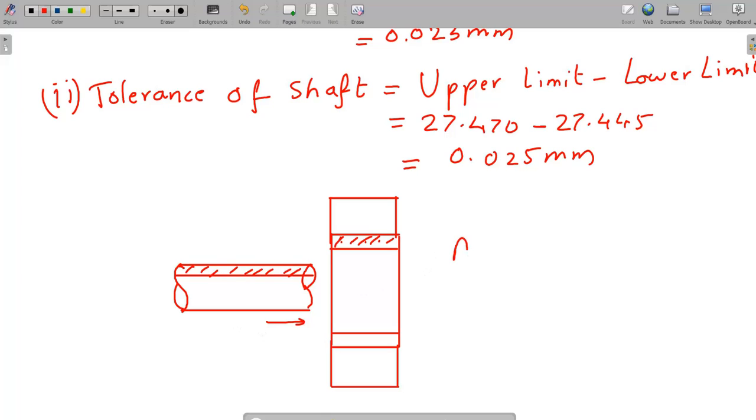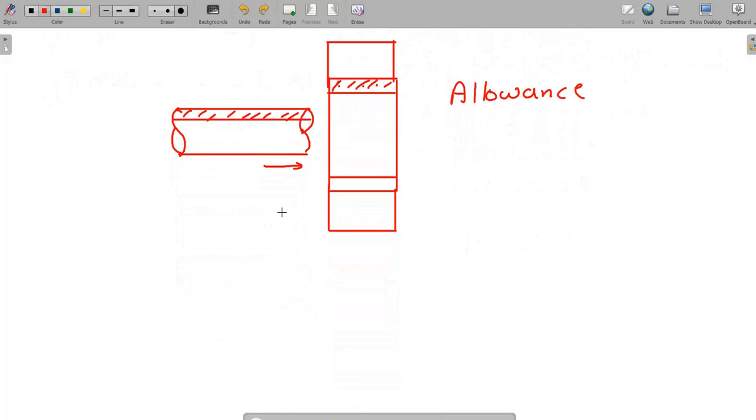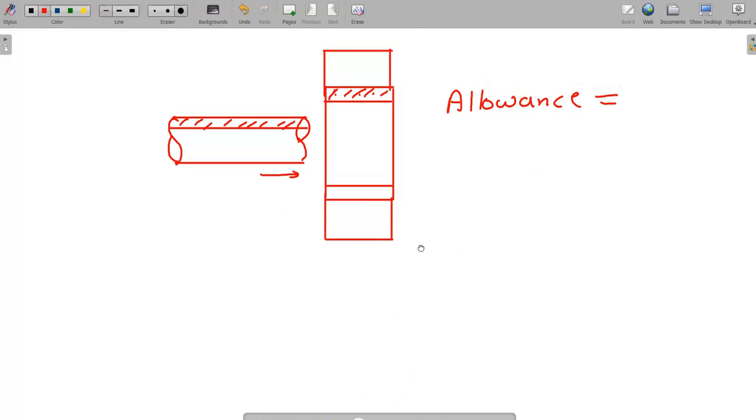Now what is allowance? Allowance will always be whatever gap is remaining between your minimum hole and maximum shaft. That gap that remains, we call it allowance. So can you tell me what the allowance formula will be? It is the difference between the minimum hole and the maximum shaft. So my allowance value will be what?